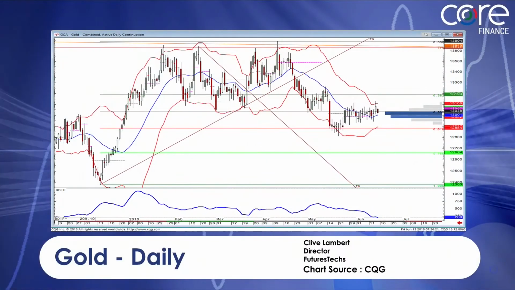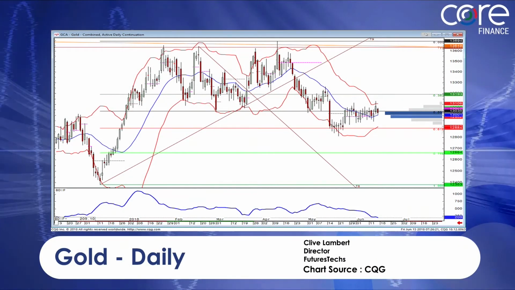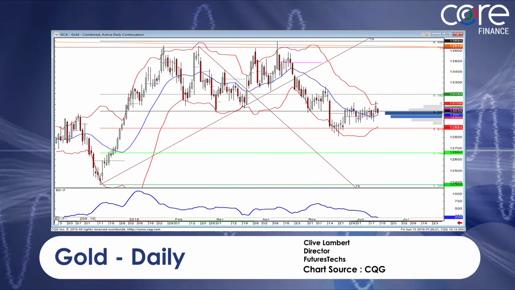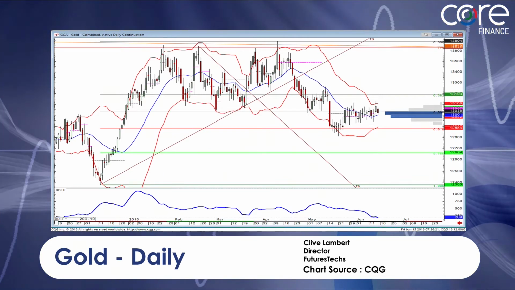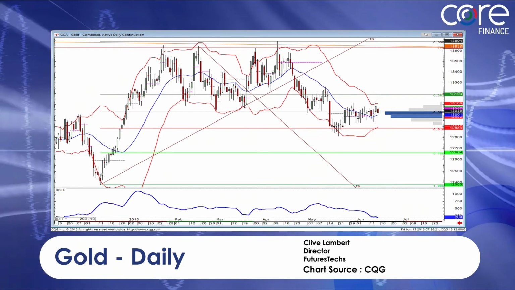Understood. Okay, let's move on to the second slide. Gold daily. Any movement on gold? The Bollinger Bands basically coming in to have an explosive move. Look at this! You don't need me, Nick.